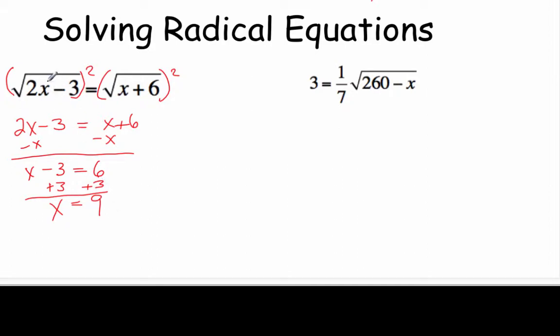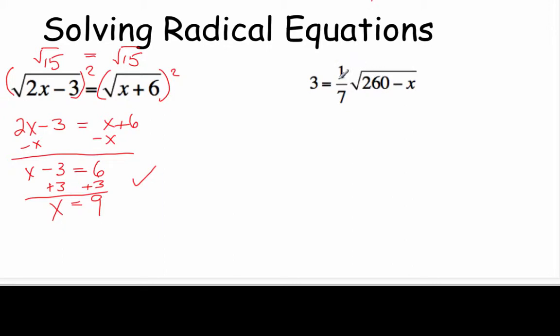So 2 times 9 is 18. 18 minus 3 is 15. So up here I've got the square root of 15. Now, if I come over here and substitute the 9 in, 9 plus 6 is 15. So, thankfully, happily, square root of 15 is equal to square root of 15. So, boom, I'm done. I got it right.